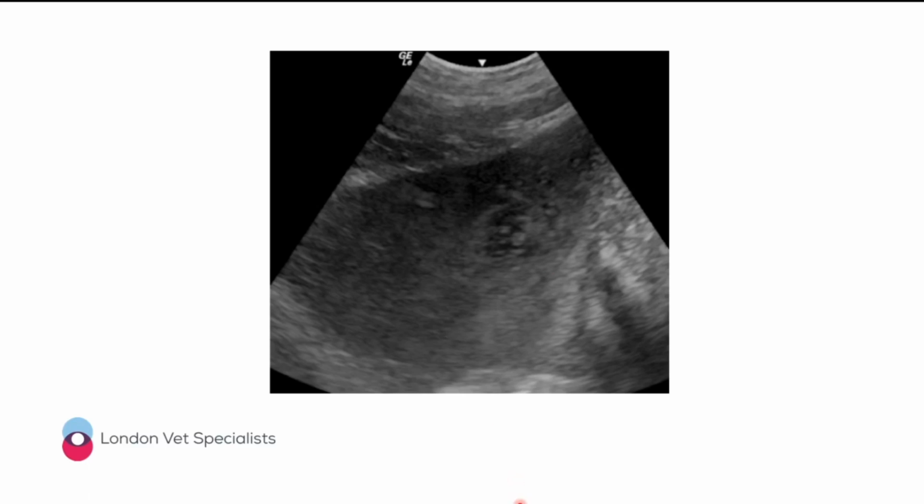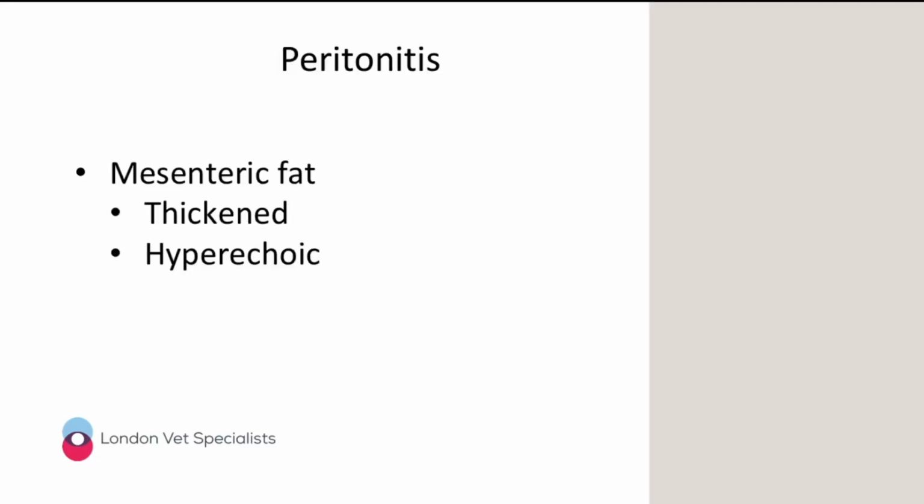So my advice to you would be, don't make predictions about what the fluid is likely to be. If you see fluid, then tap it and decide what that fluid is by analyzing it.